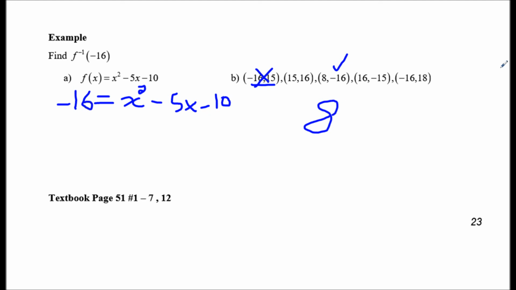There you go, my students. That is inverses, and I also believe it is the end of chapter 1.